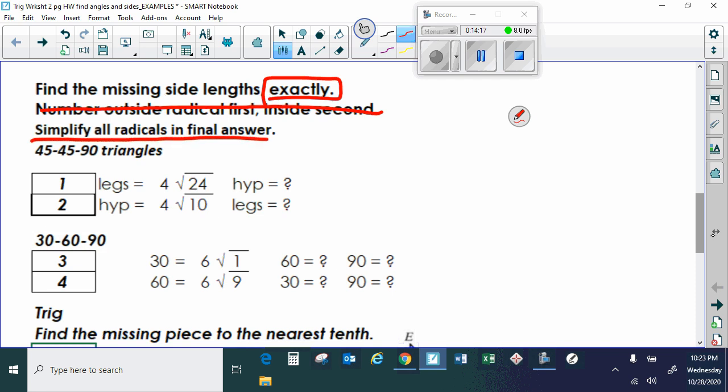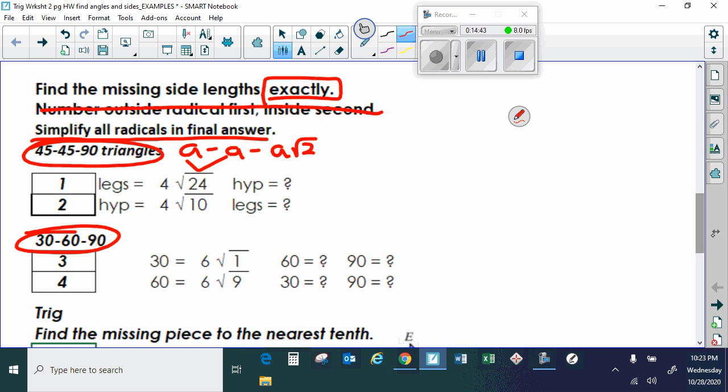Okay? So this tells you this is a 45, 45, 90 for 1 and 2. 3 and 4 right here, we have a 30, 60, 90 triangle. So I should write down my relationship right next to it: A, A, and A root 2. If I'm given the legs, notice it says legs plural because they're both the same, so it's an isosceles right triangle. 4 root 24.